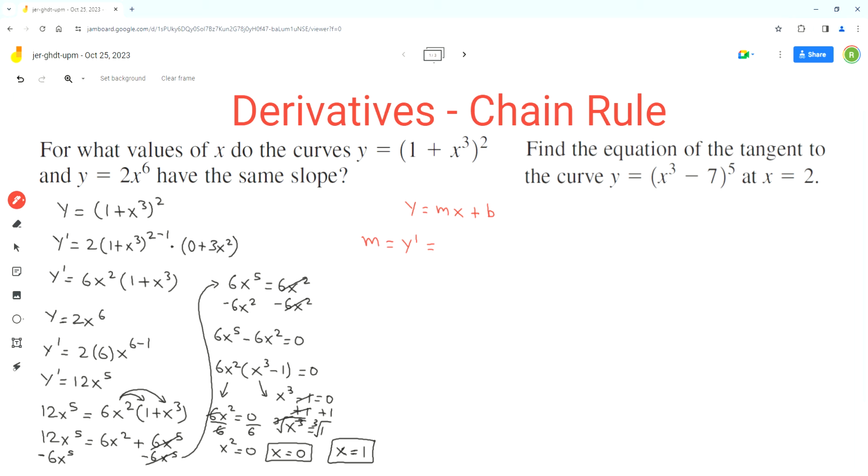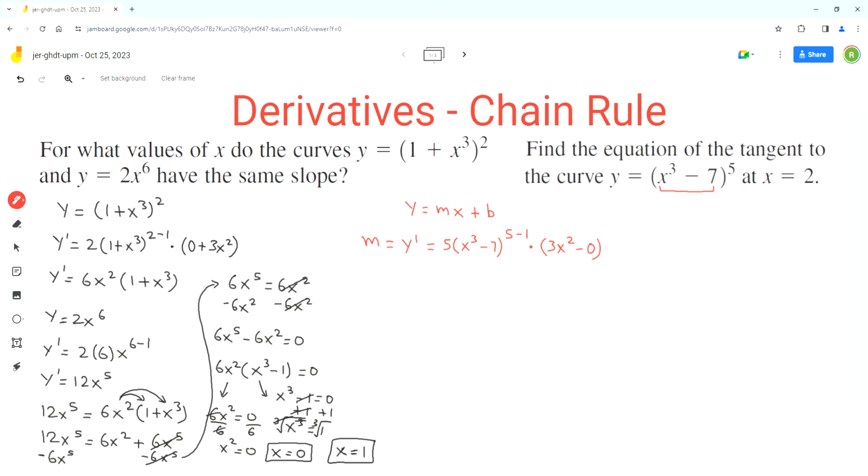Now we have to find the derivative of (x cubed minus 7) exponent 5. So we have to use the chain rule because this function has an inner function, x cubed minus 7, and then the outer function is the exponential function with exponent 5. So we start with the derivative of the outer function and we use the power rule. So the exponent 5 moves to the front, and then (x cubed minus 7), and then 5 minus 1, times the derivative of the inner function, which will be 3x squared minus 0.